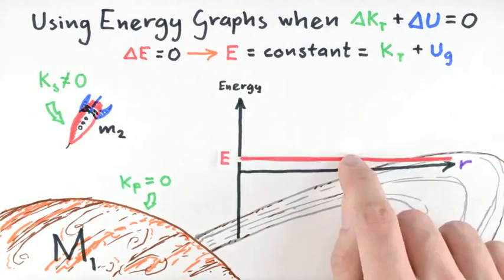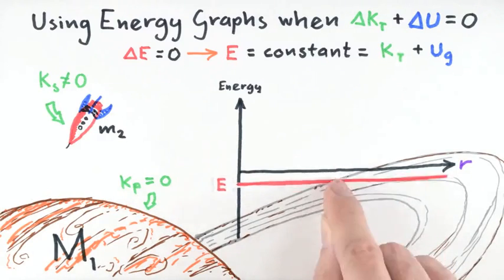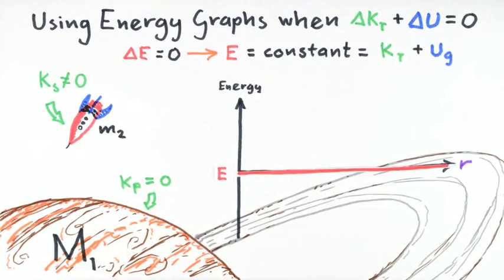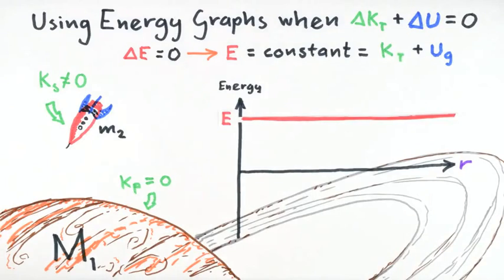We can plot that easily, except here we have to say something about that constant. It can be positive, negative, or zero. Let's consider each of these cases in turn. First, let's say E is a positive constant, and we plot it that way.